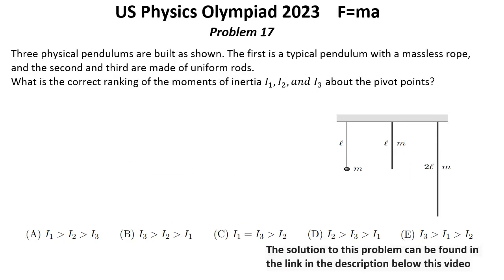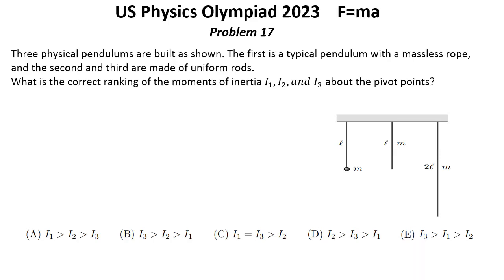Problem number 17. 3 physical pendulums are built as shown. The first is a typical pendulum with a massless rope, and the second and third are made of uniform rods. What is the correct ranking of the moments of inertia I1, I2 and I3 about the pivot points?